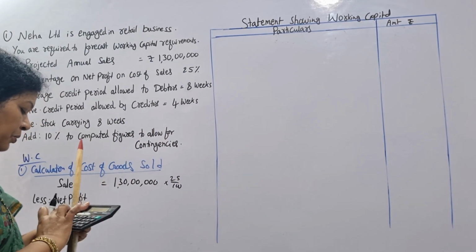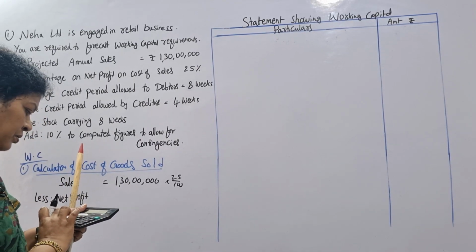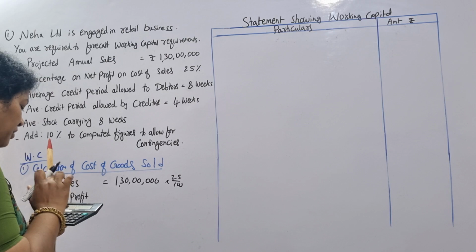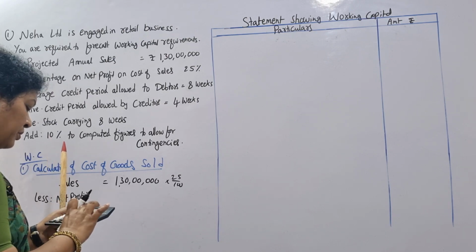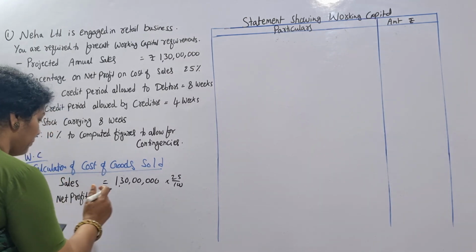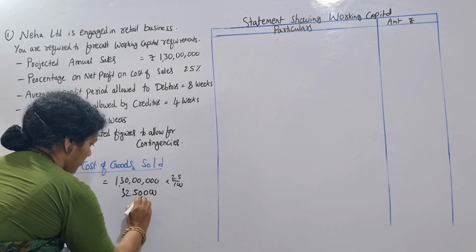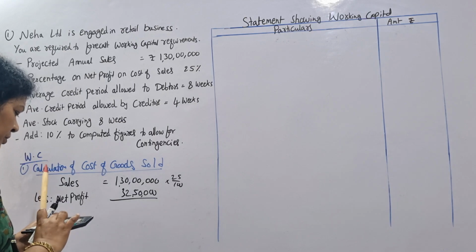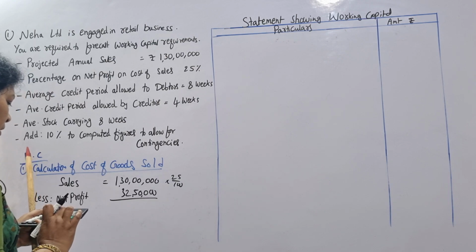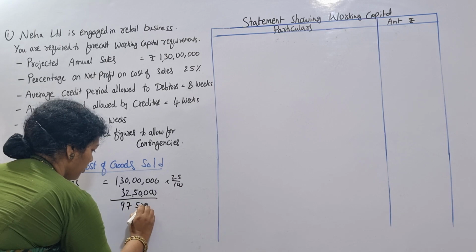Let's calculate and see. 1 crore 30 lakh means how many zeros are there? 6 zeros. 1 crore 30 lakh rupees, 6 zeros, into 25%. It comes to 32,50,000. This is 32,50,000. If we deduct it, it comes to 97,50,000. 97,50,000 is the cost of goods sold.